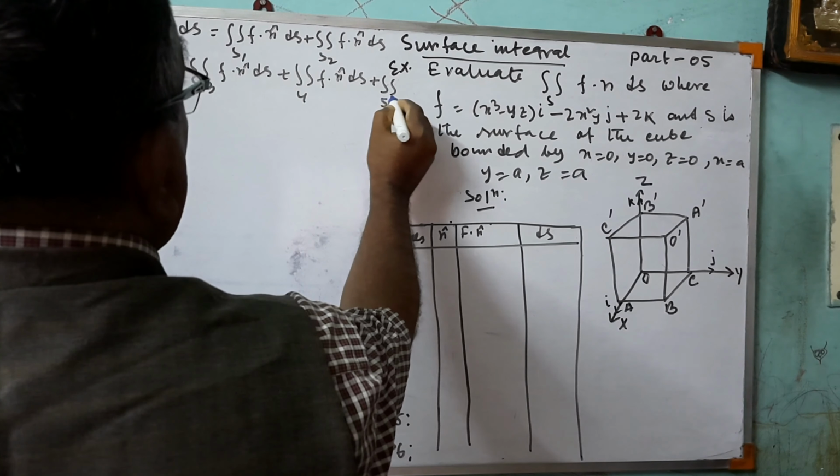Now f dot n. What is f dot n? How to get f dot n? The f vector is given. You see, the f vector is given. So f dot minus i, it will be this dot this. Try to understand.